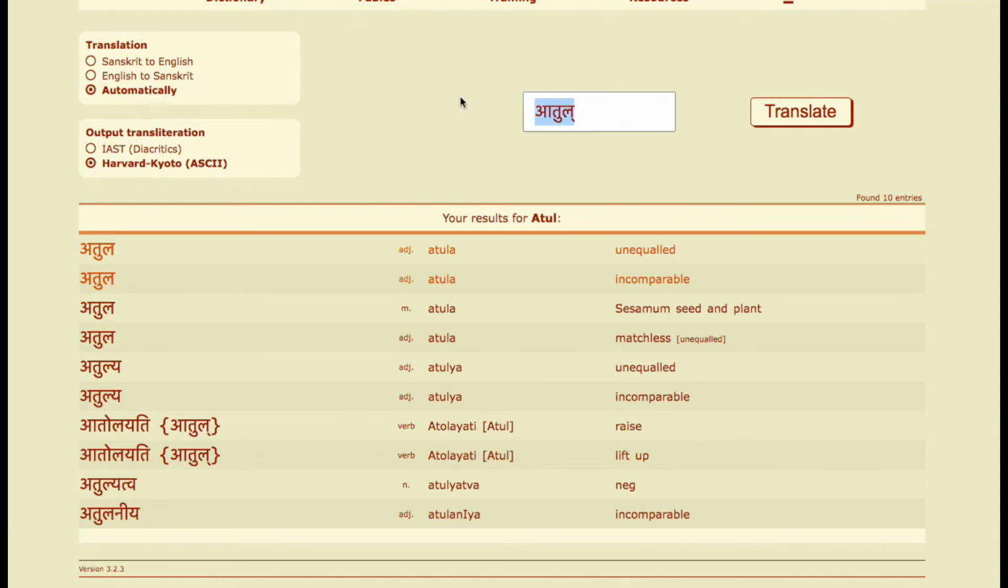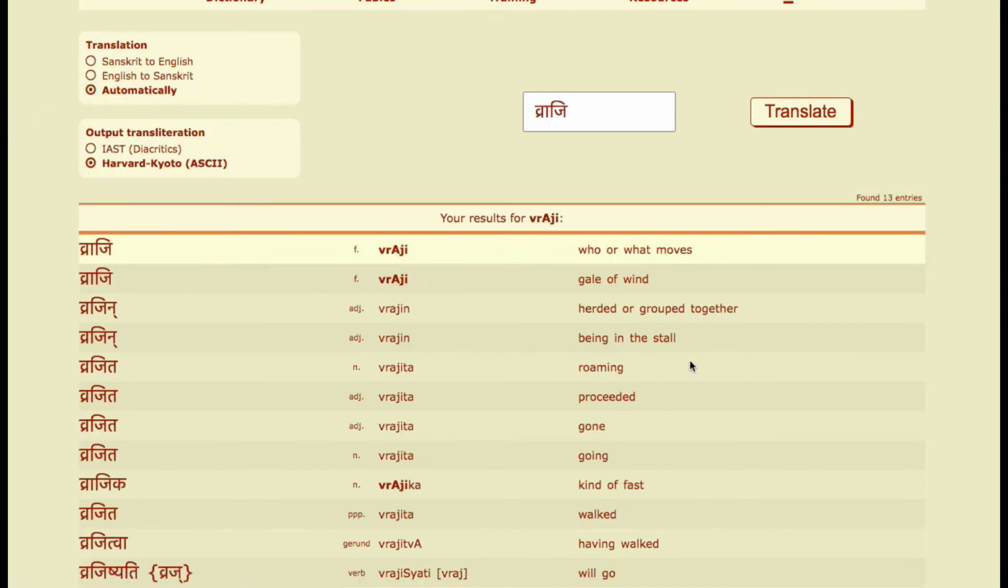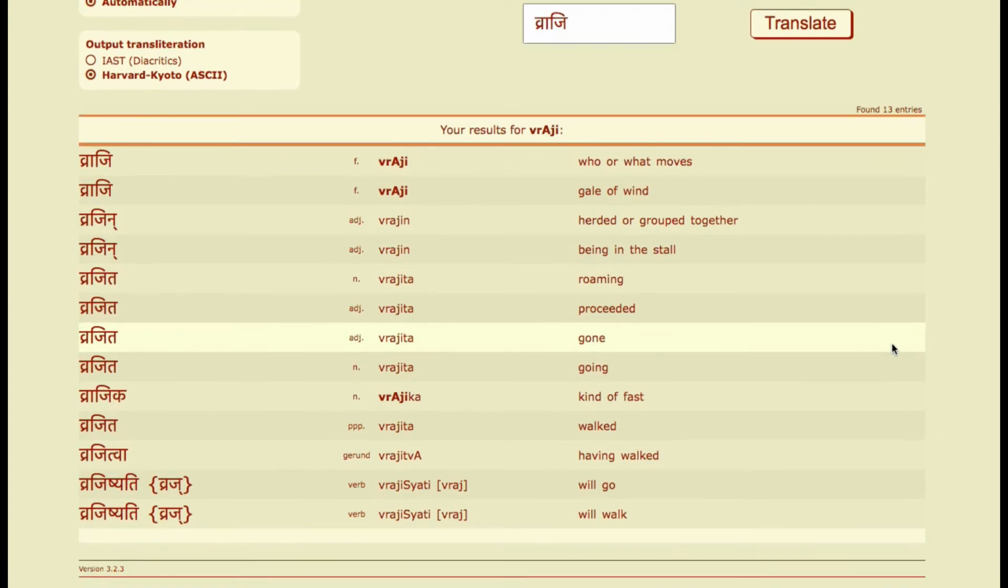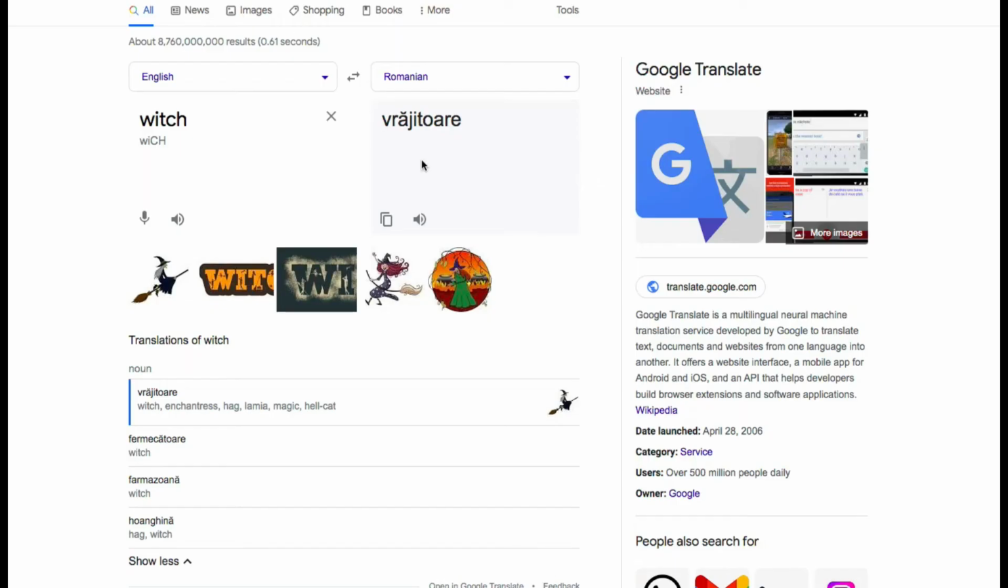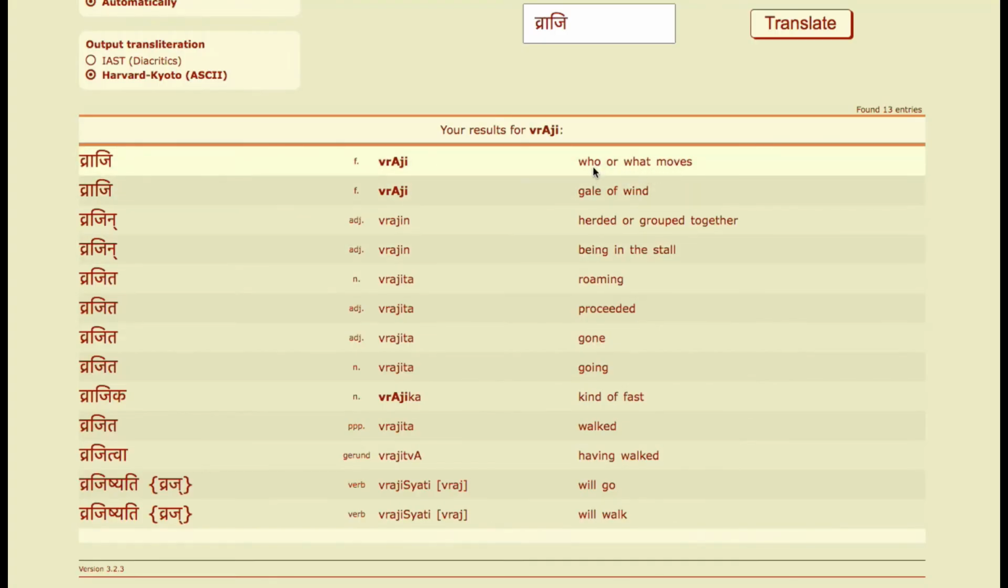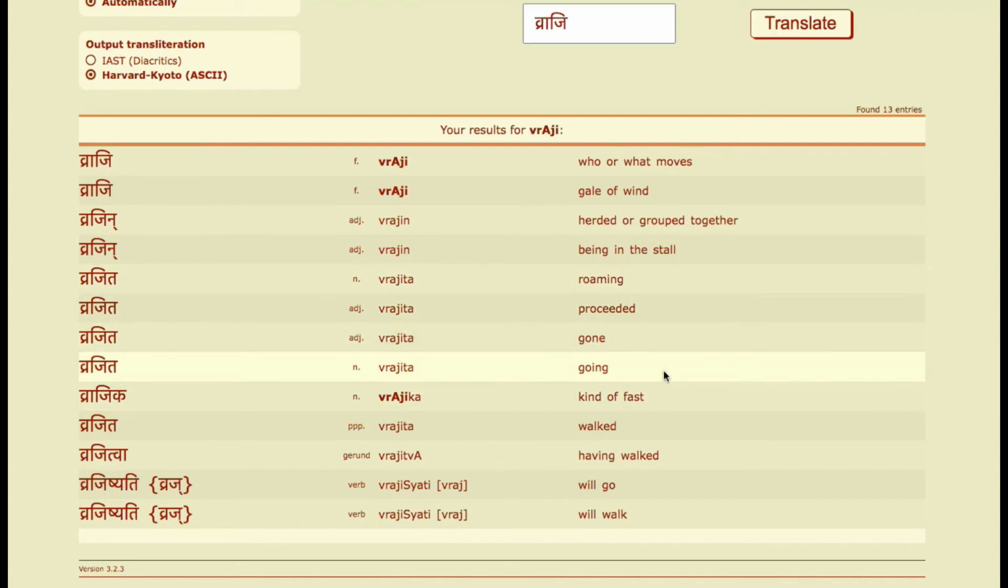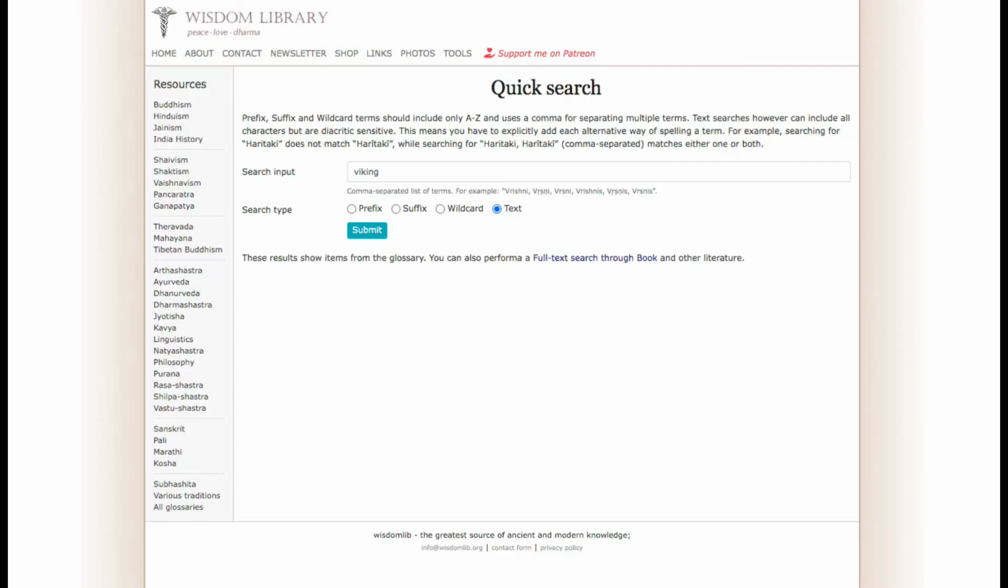So let's see what vraji means in Sanskrit. So vrăjitoare, okay, again. Vraji in Sanskrit is who or what moves, a gale of wind, and roaming, so going. And what is a witch if it's not somebody that can move things around, or at least people's imagination of what a witch is, moving around like the wind, right?